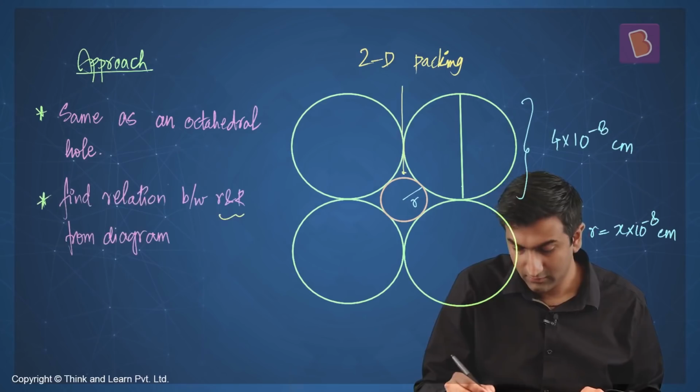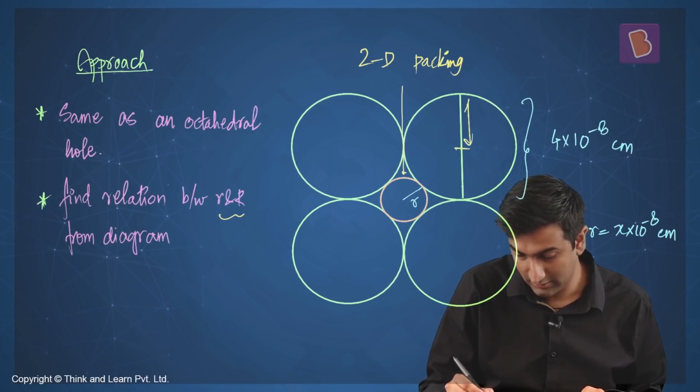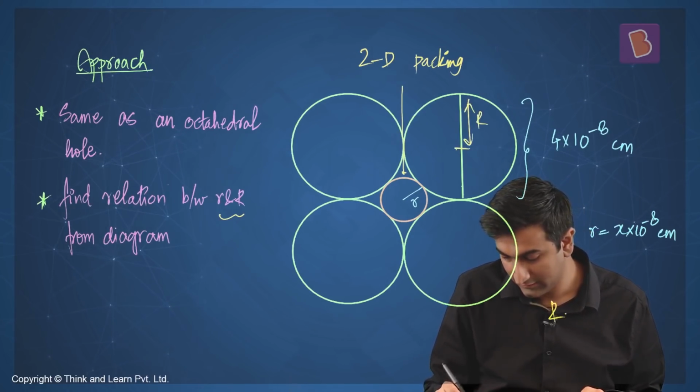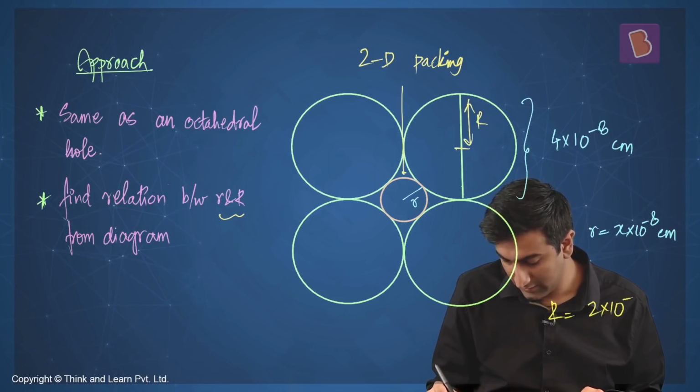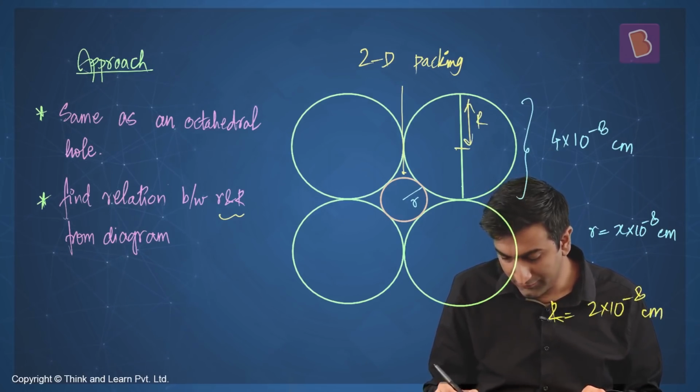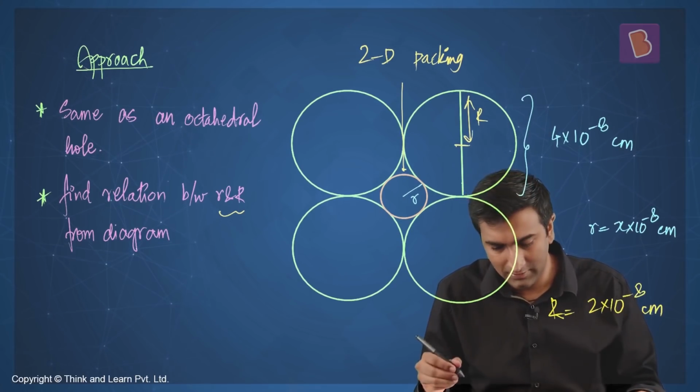Oh, what's capital R? Well, just half of this, right? This guy here is R. You've been given this. So R is equal to 2 into 10 power minus 8 centimeter. We'll substitute stuff right in the end. Let's do a simple math calculation.